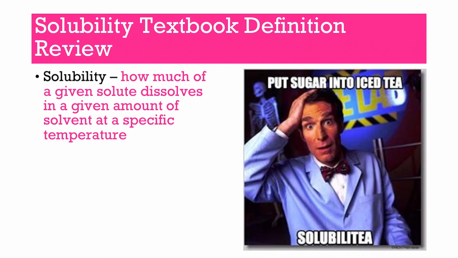And so again, just to recap the definition of solubility. If you were to look this up in a textbook, you would get: solubility is how much of a given solute dissolved in a given amount of solvent at a given temperature. We have a bunch of words: solubility, solute, solvent, and they all kind of look the same. So remember, solute is the thing that gets dissolved. Solvent does the dissolving. So basically, solubility is how much stuff can be dissolved at a given temperature.